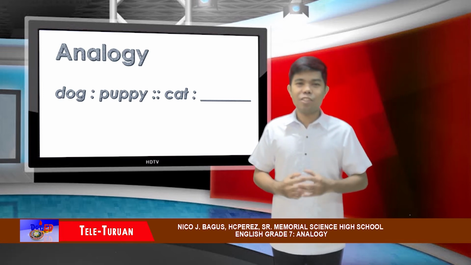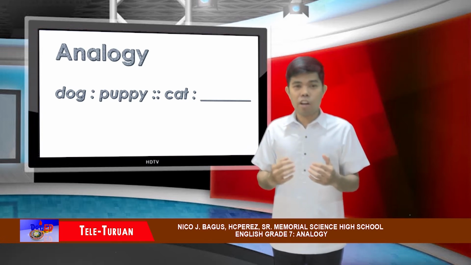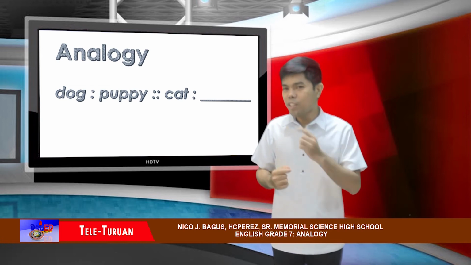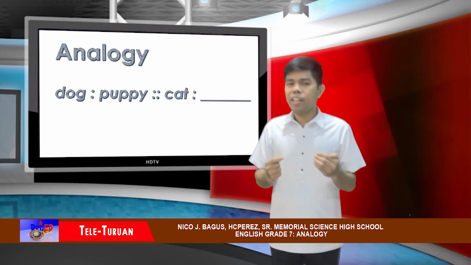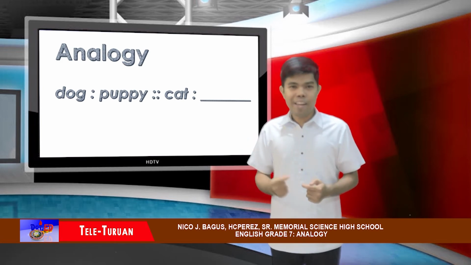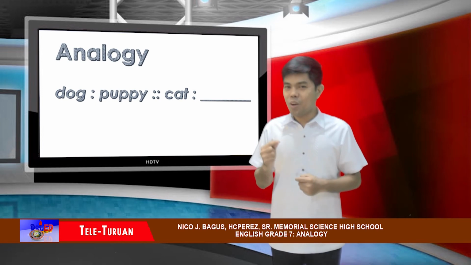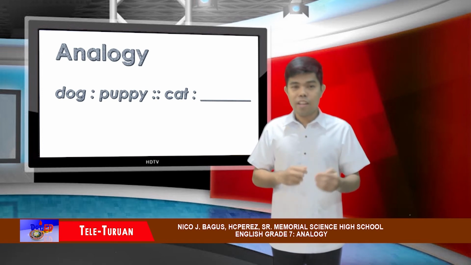To solve the analogy, you must first determine the relationship between dog and puppy. Once you realize that a puppy is a baby dog, you can find the corresponding relationship for a cat. A baby cat is a kitten. So, the completed analogy is dog is to puppy as cat is to kitten.